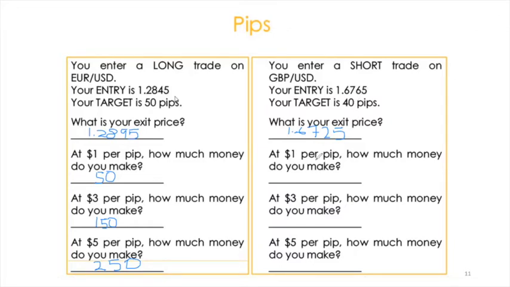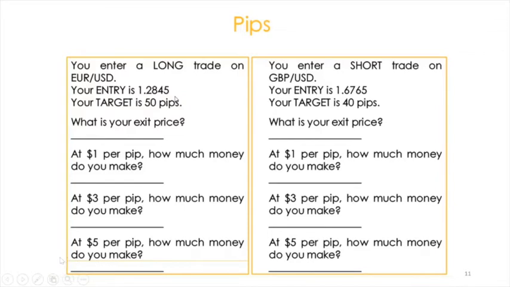So if 40 pips at $1, that means $40. $3 gives $120, and $5 gives $200. So this is the basic thing that you need to know. Simple. So that's the thing. Good.